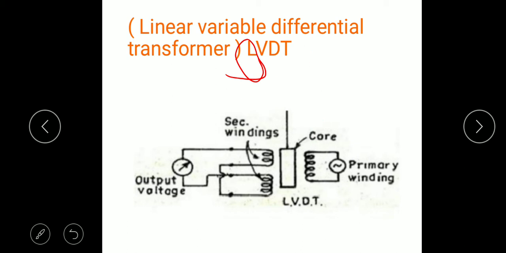But under the RVDT, the name itself makes the meaning clear: rotary. So instead of the straight line motion or the linear motion, we will get the rotary motion or the angular displacement. So instead of linear displacement, there we will measure the angular displacement of any component. Let's come to the RVDT.